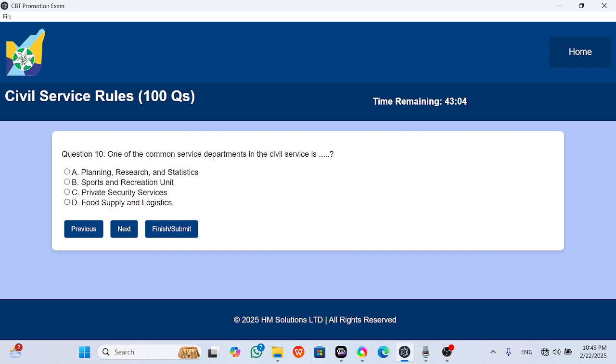One of the common service departments in the civil service is dash. A, planning, research and statistics. B, sport and recreational unit. C, private security services. D, food supply and logistics. I'll take sports and recreation because it's close to it. Okay, let's leave it this way.